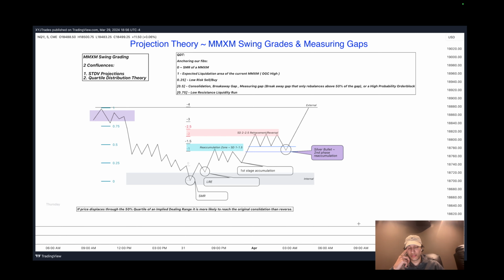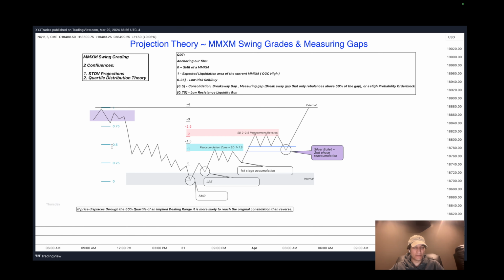A general rule of thumb that's taken from an ICT Twitter space is that if price displaces through the equilibrium or 50% portion of this implied dealing range or this swing grade, we are more than likely to reach the original consolidation, and we are more likely to do that than we are to reverse. That was a piece of information that ICT dropped, and that's what I regularly look for to see if we are displacing the equilibrium of this implied dealing range, or if we are rejecting this equilibrium, or simply lacking displacement through it.